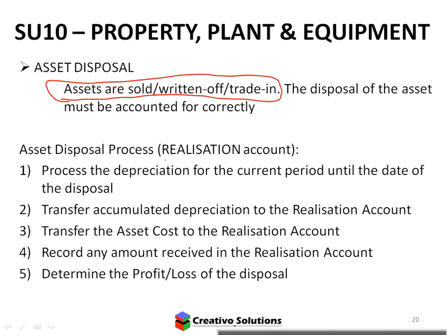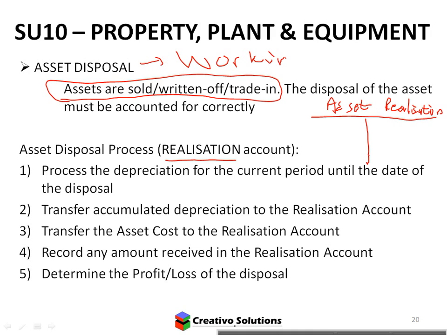So what am I going to use to do that? I'm going to use an asset realization account. It's a T account, and the T account is called the asset realization account. Is this account an asset, liability, income, expense, capital, drawings? It doesn't have an element. Why? It's just a working. So asset disposal is just a working, something that you need to do in order to get an amount.